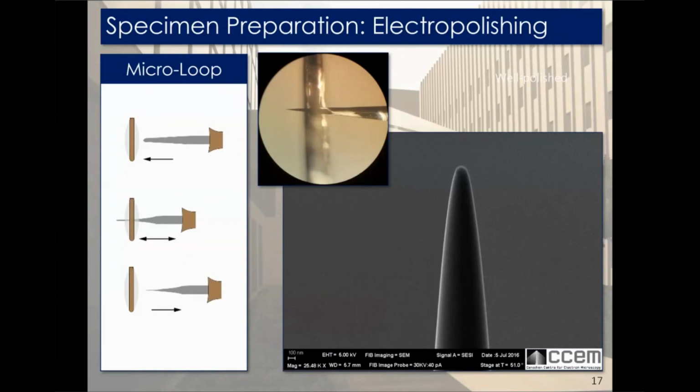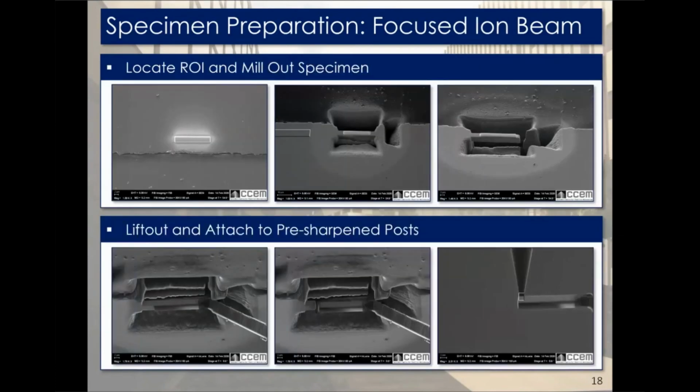So that's electropolishing, but more and more now, especially at the CCEM where we have multiple FIBs and these facilities, we end up making samples using the focused ion beam. So I'll go through the process for a very standard lift out, which is an ex situ lift out for making atom probe samples.